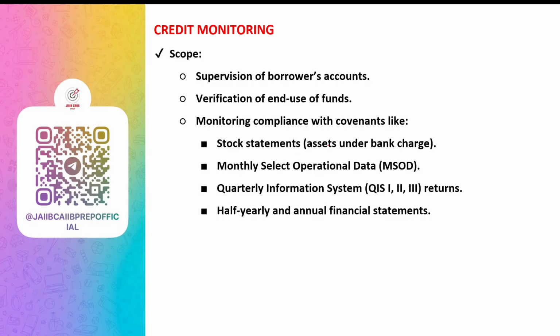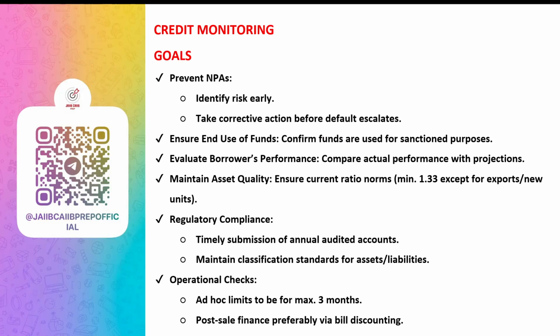Covenants means conditions to keep track of the borrower's health. Common covenants include the stock statement, which is the detail of goods in stock, receivables, book debts, monthly select operational data, QIS 1, quarterly information systems, half yearly statements, annual financial statements, and then there are special clauses like a negative lien. So the borrower promises not to mortgage a certain property without the bank's consent.